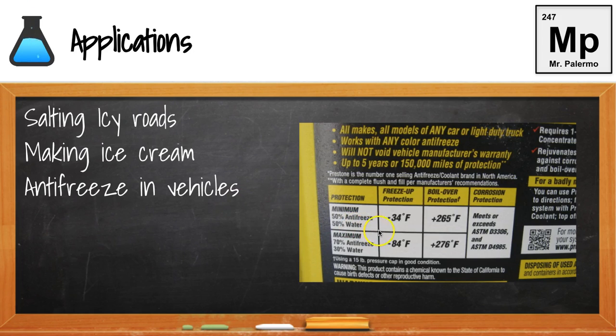If you look here at the label on this antifreeze, if you have 50% antifreeze and 50% water in your radiator, it's going to decrease your freezing point to -34 Fahrenheit and increase your boiling point from 212 Fahrenheit to 265. So we have our boiling point elevation and freezing point depression. This car is going to start with no problems in the winter under most cold temperatures, and even in extreme heat, it will be protected as well.